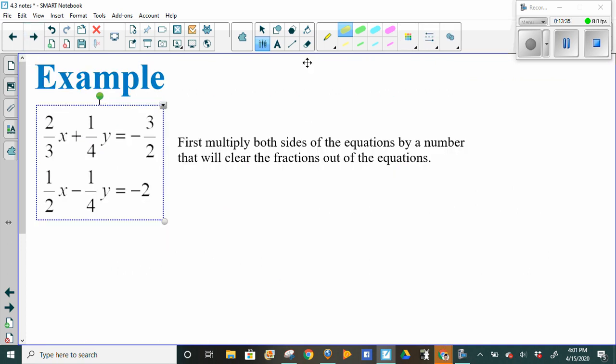All right, so what happens when there are fractions, okay? So let me see if I can get this to be a pen now. Well, I guess it would help if I actually click the pen.